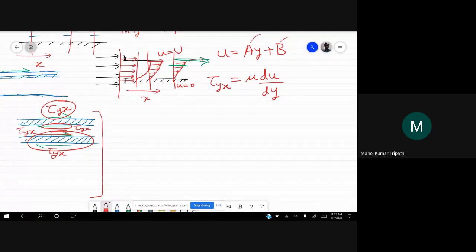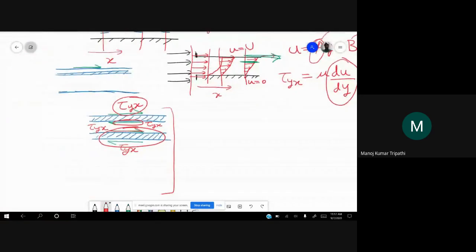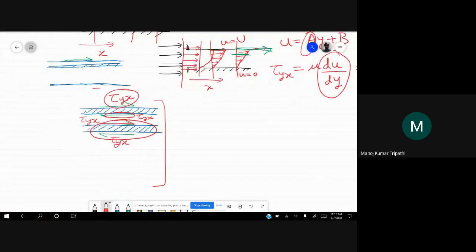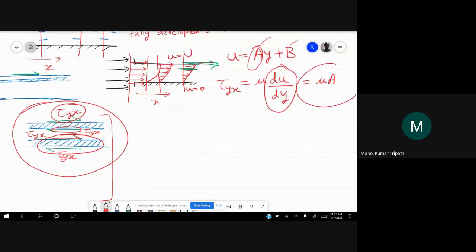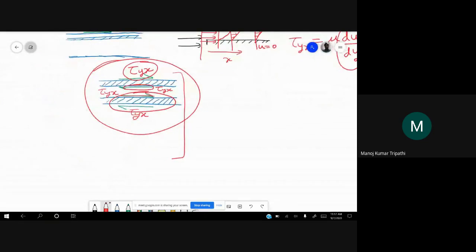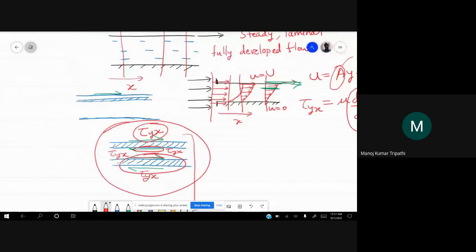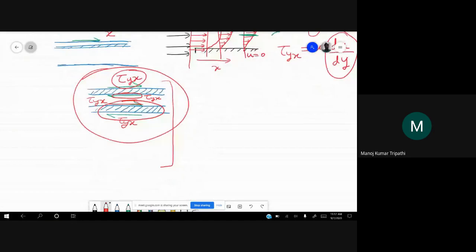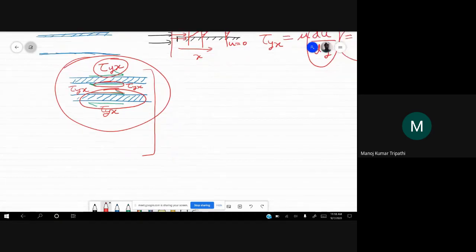Now we don't want to calculate that right now. We just want to find out that du by dy is a constant, which is a in this case. So we get a constant shear stress, mu a. So from these free body diagrams and this formula, you can see that the stress is constant in this flow at every point in the fluid. Okay, is that clear? Now, if there is any question, you can ask.